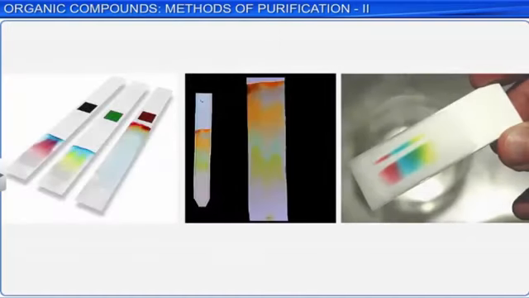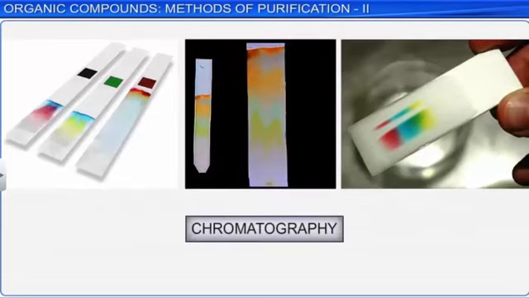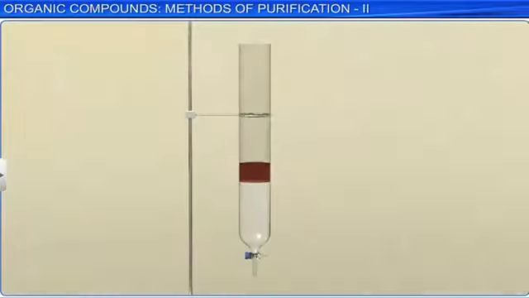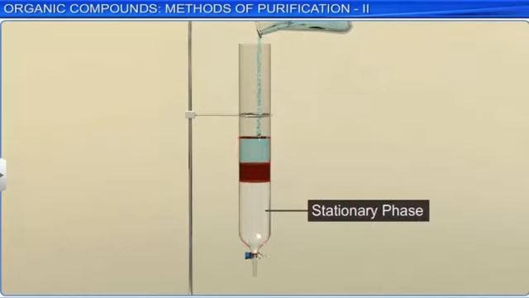Another important method of identifying, separating, and purifying compounds of a mixture is chromatography. The name chromatography is derived from the Greek word chroma, which means color, and graphein, which means to write. The principle behind this technique is the differential adsorption of various components of a mixture on a fixed or stationary phase under the influence of a moving phase called the mobile phase.